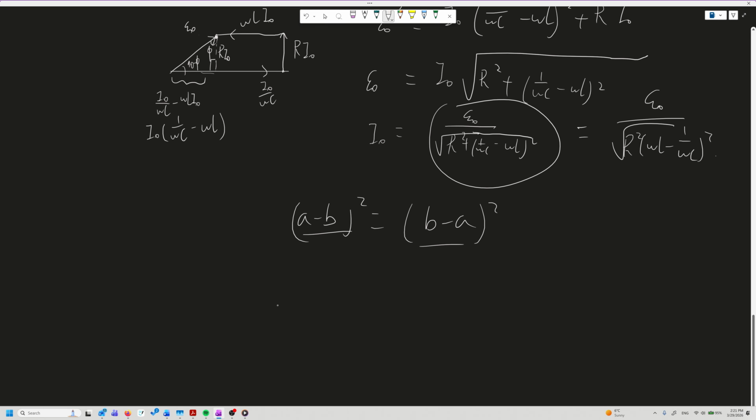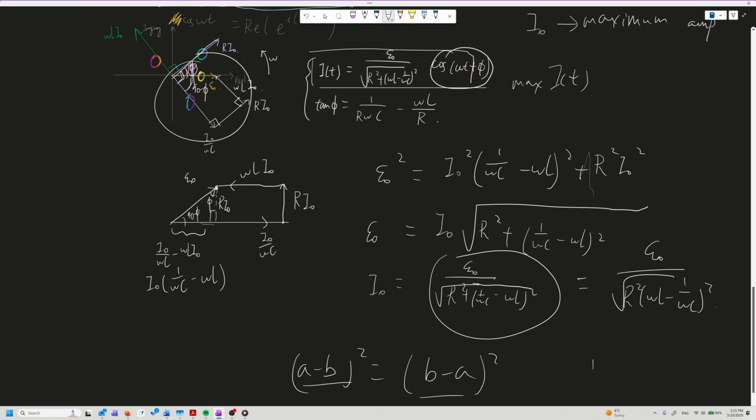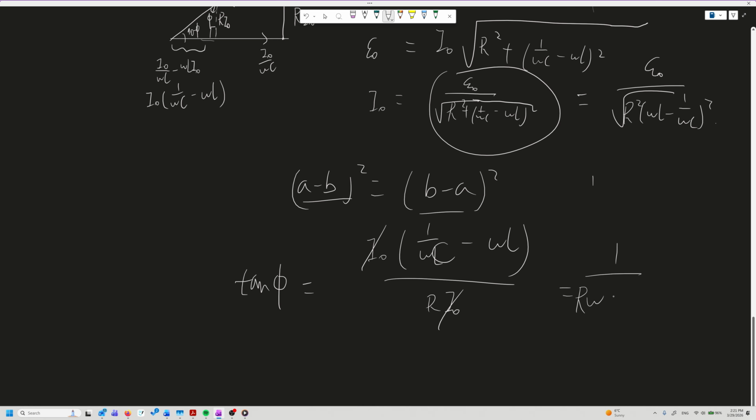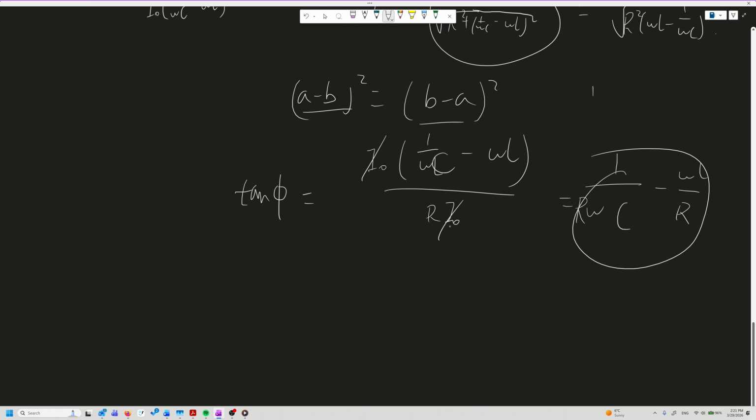And now for the next formula, we have tangent phi. Tangent phi, we said this is phi, so it is i0 (1 over omega C minus omega L) over R i0. And so let's write it in the formula's form. So 1 over R omega C minus omega L over R, which again obviously matches the second formula. And so that is our answer to part C, and it verifies that our geometric representation is correct, and it provides a very new and very simple way of visualizing, calculating, and manipulating these sinusoidal functions.